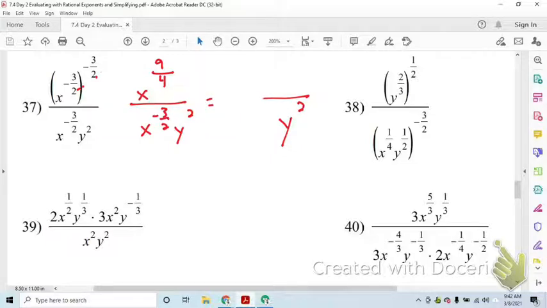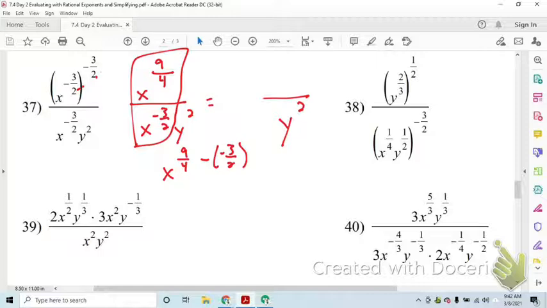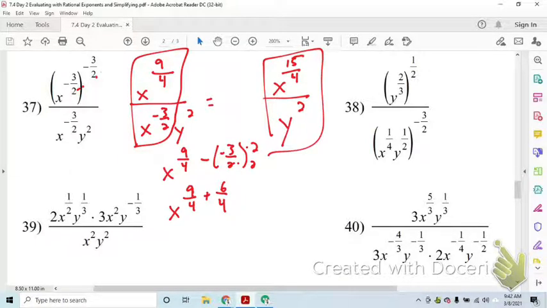Now our numerator, though, we have to take these and we have to subtract them. So we have x to the 9/4 minus negative 3/2. So since we're subtracting a negative, we're actually adding a positive. So it'd be 9/4 plus, but we're going to have to get a common denominator. So I'm going to take the second fraction and multiply it by 2/2. I get plus 6/4. So this would be x to the 15/4 over y squared. And that's what we have for that one.